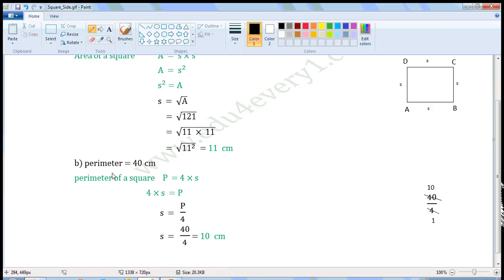The units of perimeter are centimeters. So units of side will be centimeters.